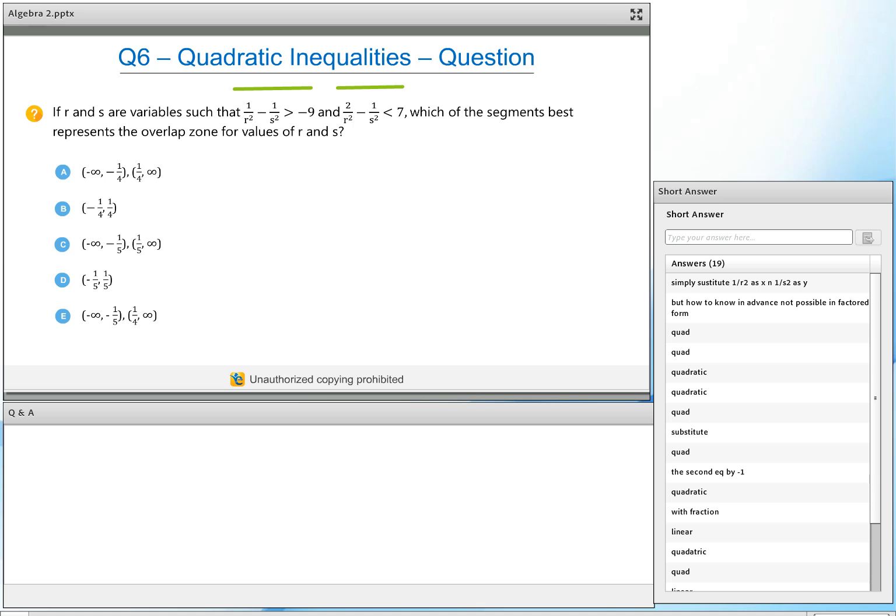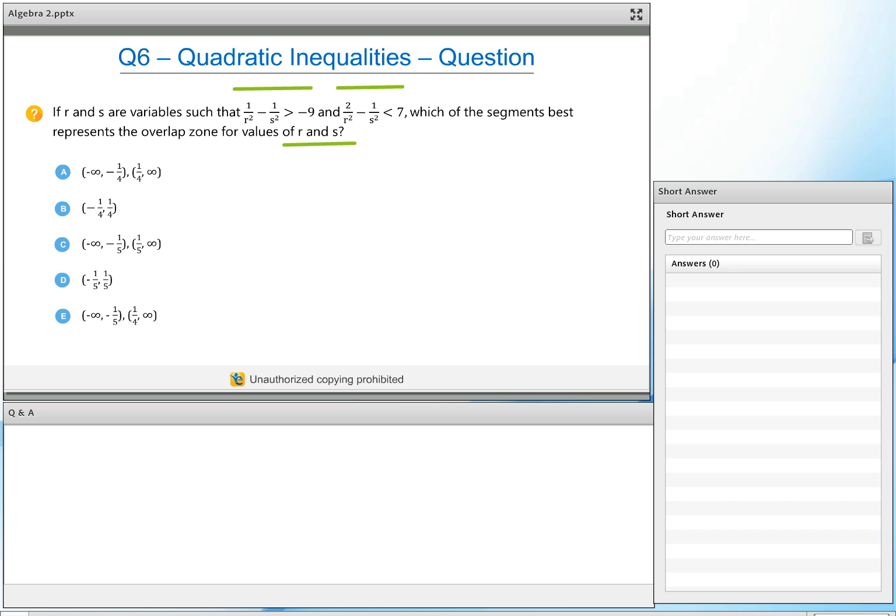But for now, for the sake of this session, so that you can understand the learnings from this question, I want you to take that as a given, which again is a conceptual gap that you need to bridge. So step one is to first substitute 1 by r square as x, 1 by s square as y, and then start solving it. That's my hint to you. You already know what you're trying to find out: the range of r and the range of s.